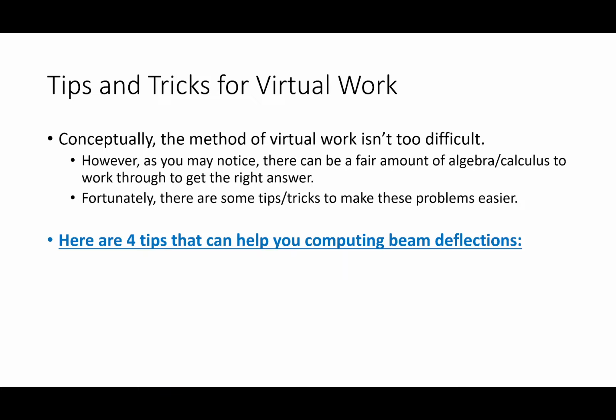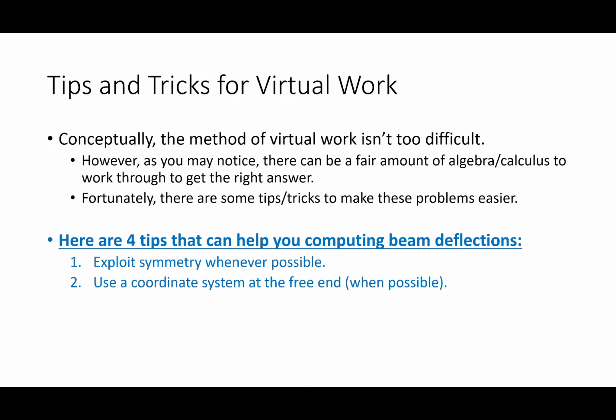So here's tip number 1. This is probably the most practical tip, and that is to exploit symmetry whenever you can, okay? And don't worry, I'll explain what each of these mean in detail, but exploiting symmetry will make your life so much easier if it's possible, okay? So that would be my first piece of advice. My second piece of advice is to use a coordinate system with its origin at the free end of the beam, okay? And this particularly applies to cantilevers and overhanging sections, but that's piece of advice number 2.